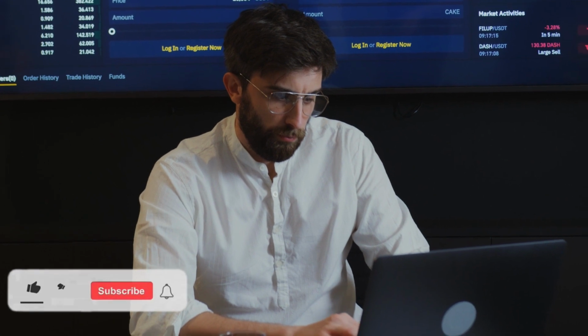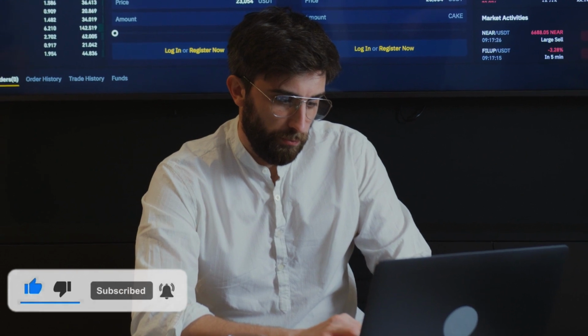So now you know the strategy. Make sure you also check market structure before entering the deal. Don't blindly go sell or buy, trusting only these indicators. Read the chart, then go ahead.